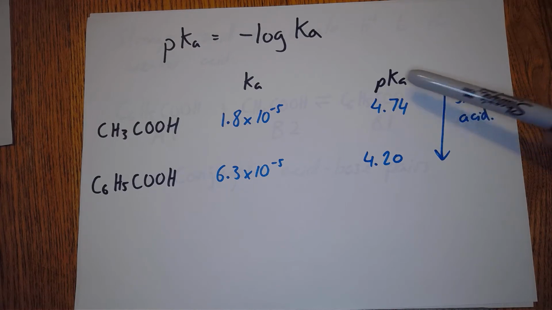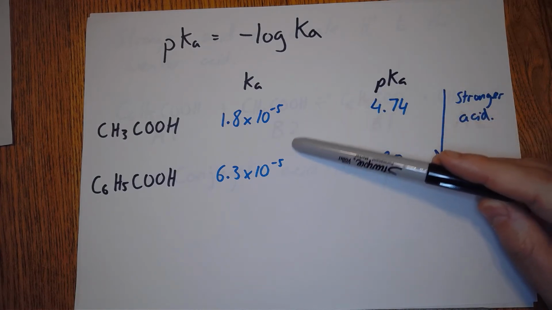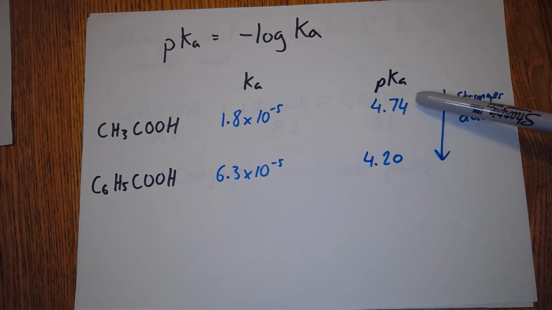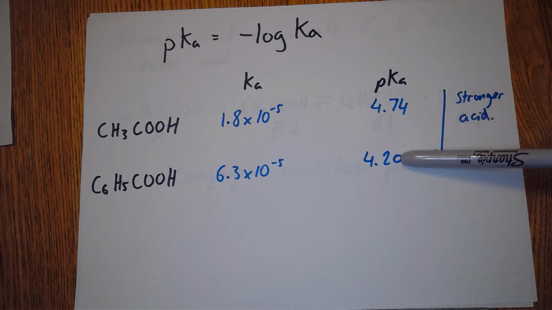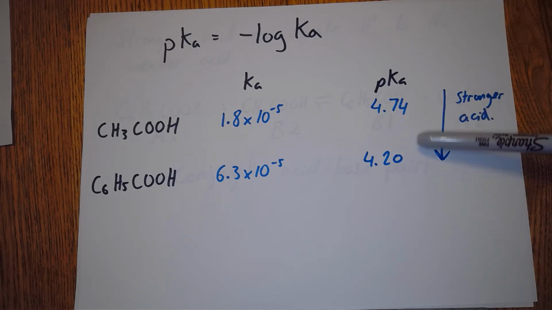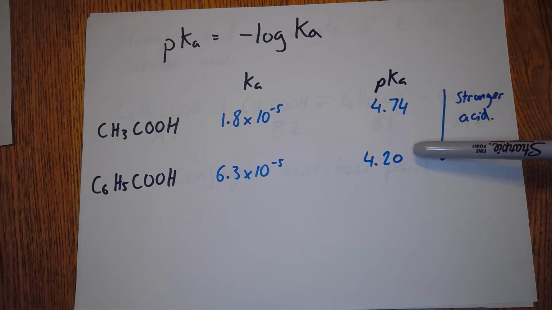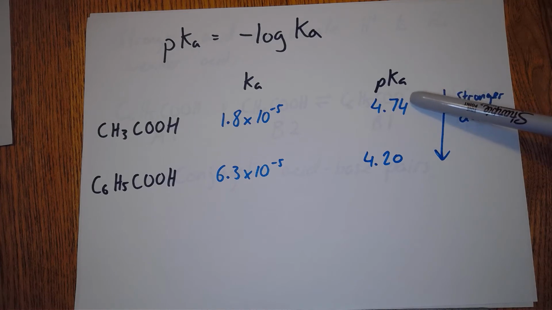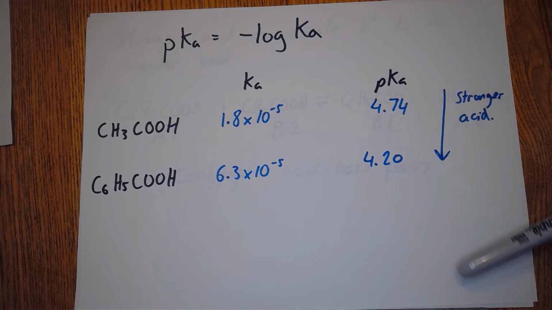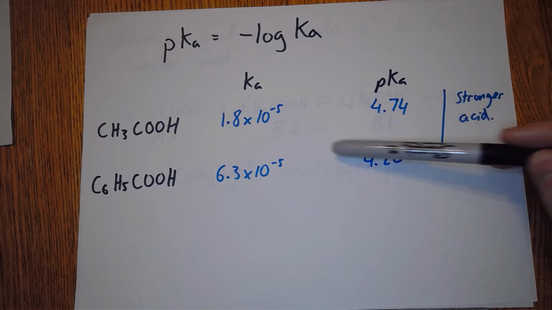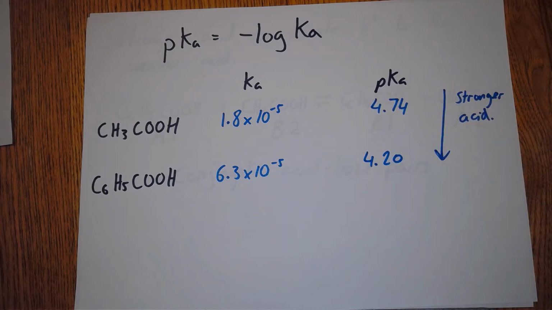And basically, the larger the Ka value, the stronger the acid. The smaller the pKa value, the stronger the acid. Okay, so think of the pKa a little bit like pH. You think, a lower pH, stronger acid. Okay, pKa value, the lower it is, the stronger the acid. It's just easier to compare these two numbers than it is these two.